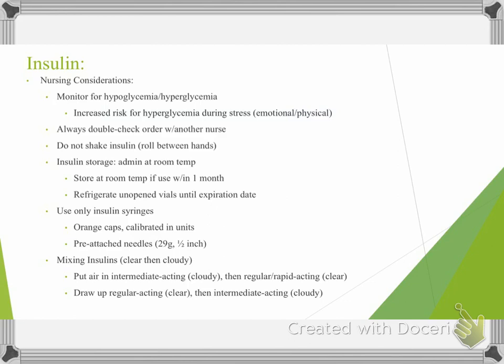When you're mixing insulins, you're always going to mix clear, then cloudy, or draw up the clear one and then the cloudy one. So you're going to put air in the intermediate acting, which is the cloudy, and then you're going to put air in the regular or rapid acting, which is the clear one. Then you're going to draw up the regular acting or clear one, and then you're going to draw up the cloudy one, which will be the intermediate acting one.